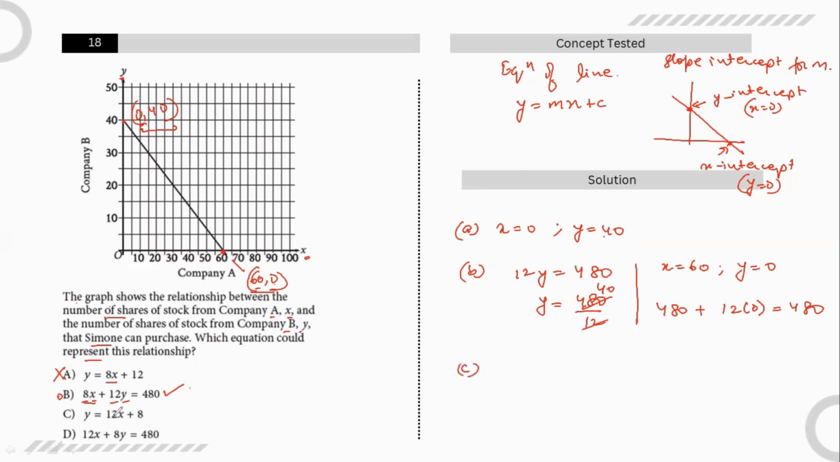Let's see option C and try eliminating. Let's substitute x as 0. If you substitute x as 0, y comes out to be 8. We require y to be 40. Option C also goes away. Option D, let's check quickly. Let's substitute x as 0 and y as 40 to figure out whether it's equal to 480 or not. So if x is 0, 12 into 0, that is 0, plus 8 times 40, that is 320. Is it equal to 480? No, 0 plus 320 is never going to be equal to 480. D goes away. Option B being the correct one here. I hope the approach is quite clear. Let's now move to the next question.